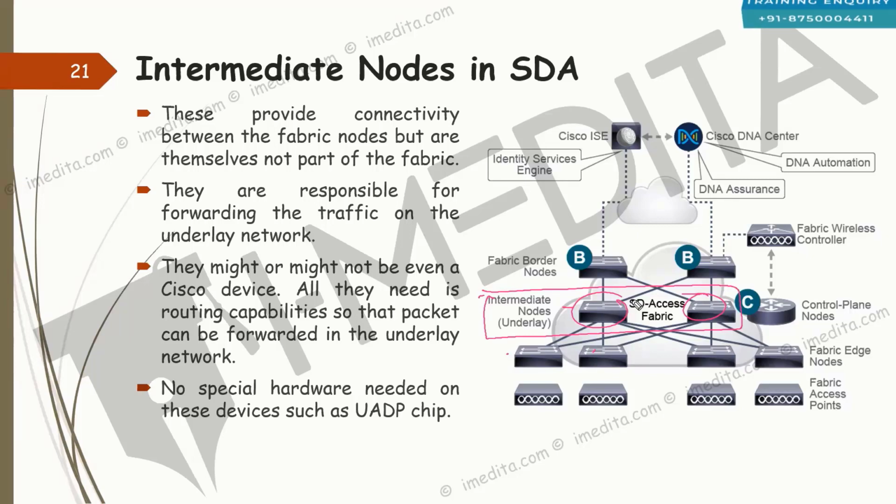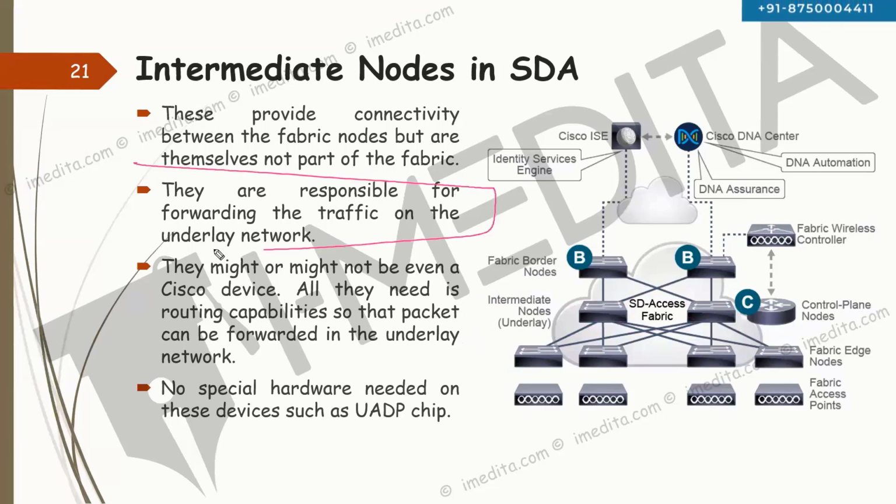Intermediate nodes are those nodes in the SDA deployment that provide the connectivity between the fabric node devices, the devices that are part of the fabric, but these devices might not be part of the fabric themselves. They are responsible for forwarding the traffic in the underlay network. They receive the traffic and forward it. They are not part of the SDA fabric itself.